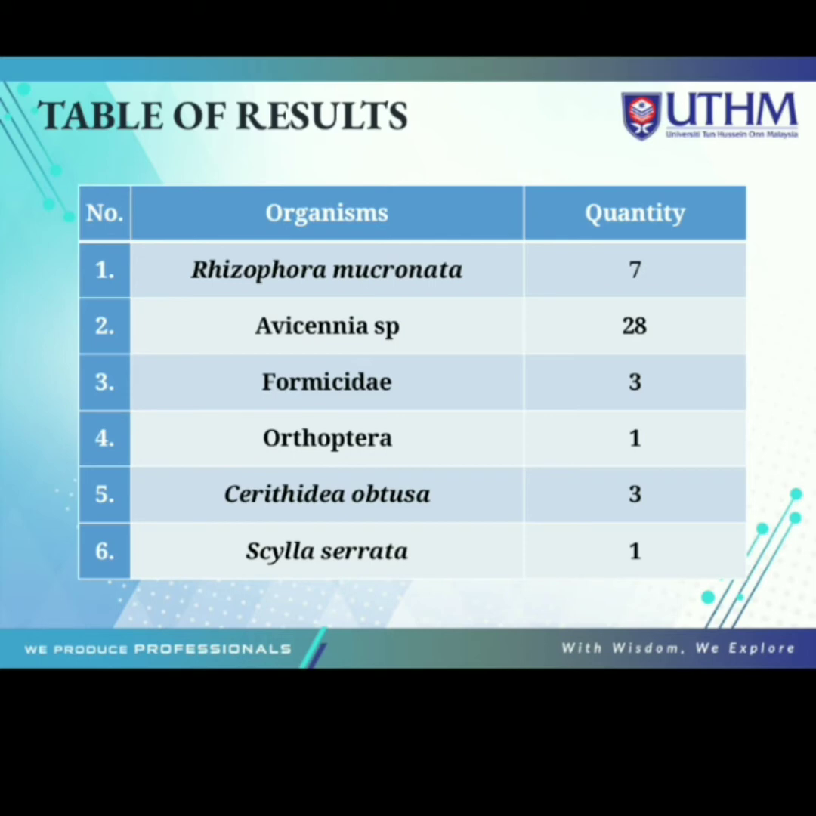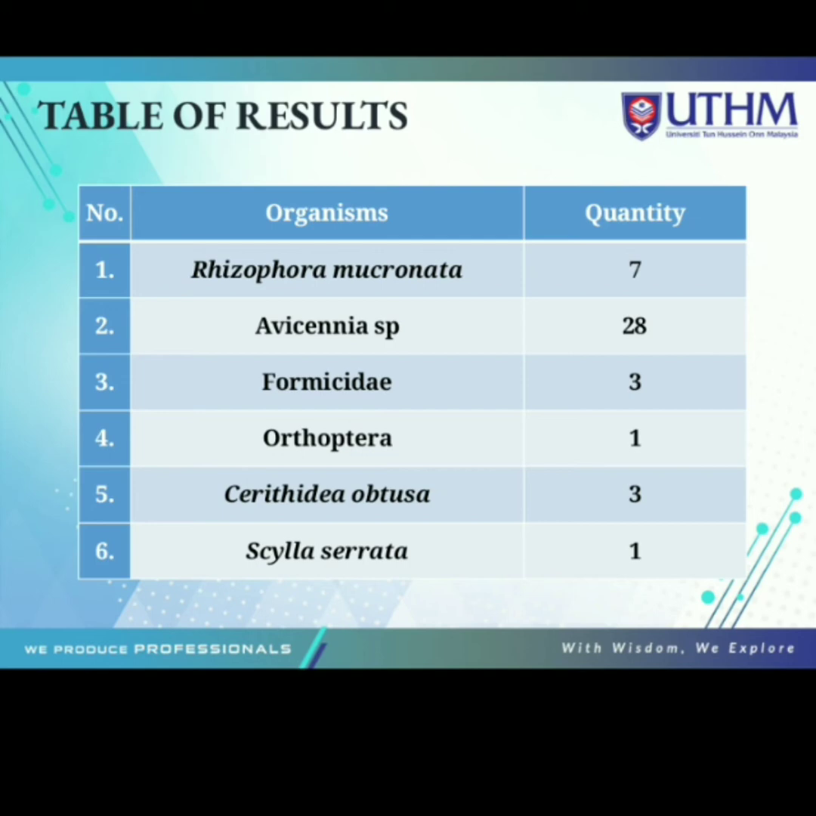So here is the result from our sampling. We identified 6 organisms, which are Rhizophora mucronata, also known as a root mangrove, that had 7 individuals in our sampling plot. And we also found 28 individuals of Avicennia species, a tree type that can be found in mangrove vegetation.